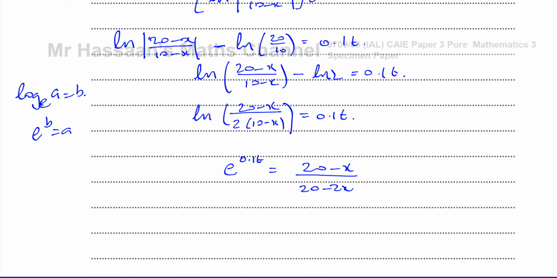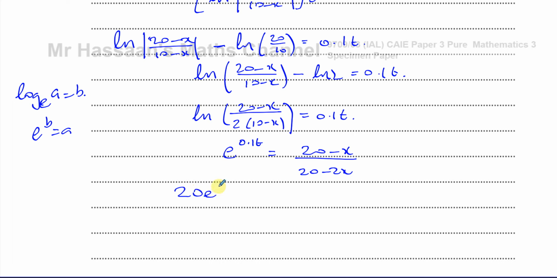So I can multiply both sides by 20 minus 2x first. So I have 20 times e to the power of 0.1t minus 2x times e to the power of 0.1t equals 20 minus x.